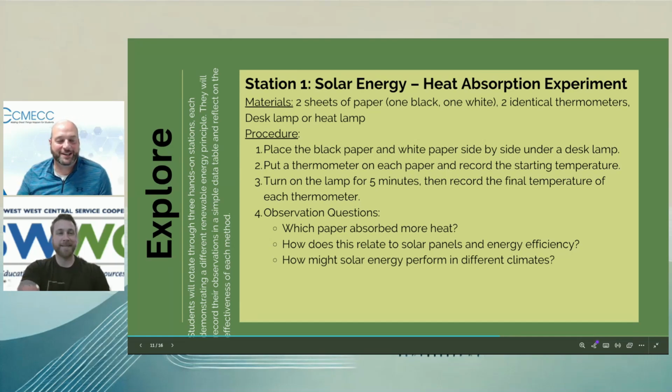What I thought was interesting here is that both DeepSeek and ChatGPT gave me very similar mini labs to try for the solar powered one. It was white paper and black paper and measuring the temps on those with the heat lamp over the top of them over time.